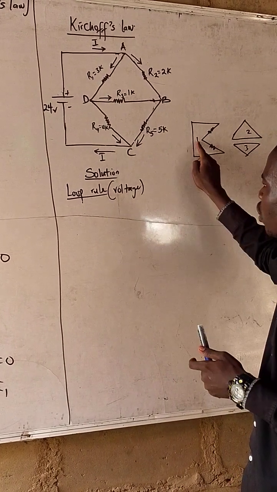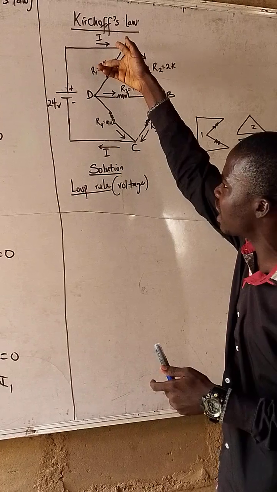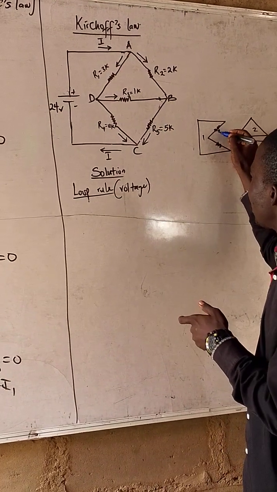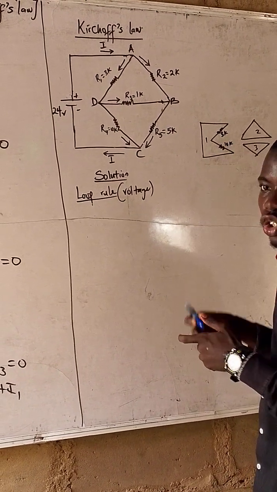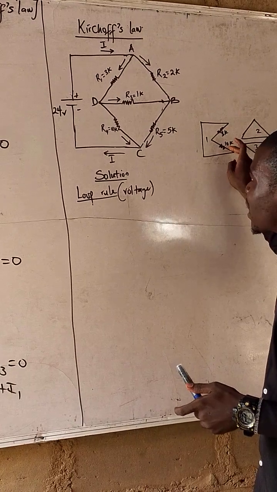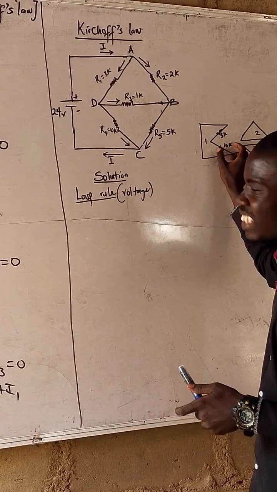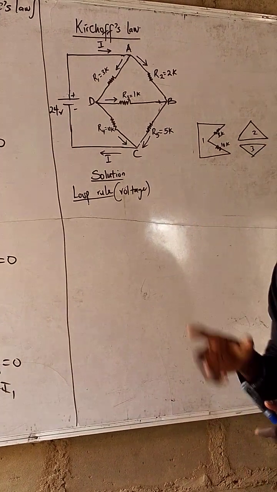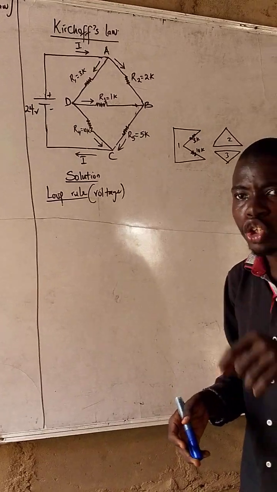Look at loop 1 now. How many resistors do I have? I have 3K and I have 10K. You add them together, 3K plus 10K. That's 13K. But please take note, before I continue, you will need to assign current to each of the loops.